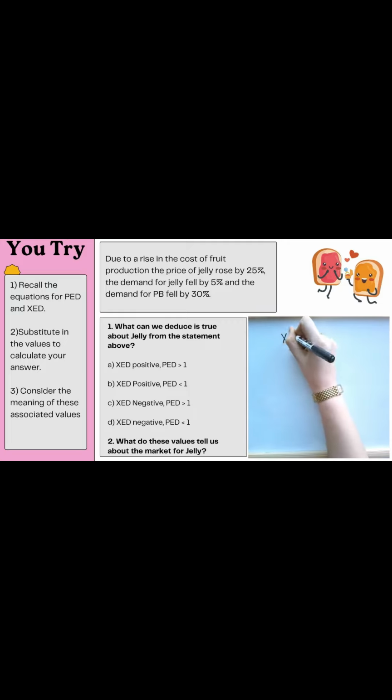But we're not going to stress, we're going to recall the equations, substitute in the values that are relevant, and then work out from the multiple choice options which is the correct answer. So XED is the percentage change in quantity demanded of good A divided by the percentage change in price of good B. So we know that the price of jelly has risen by 25%.